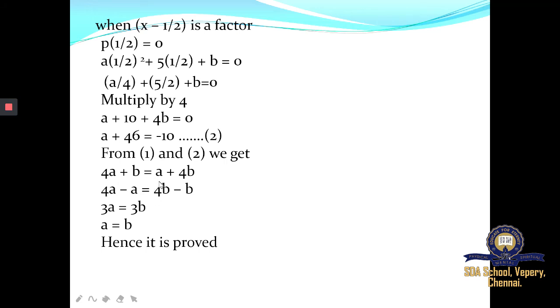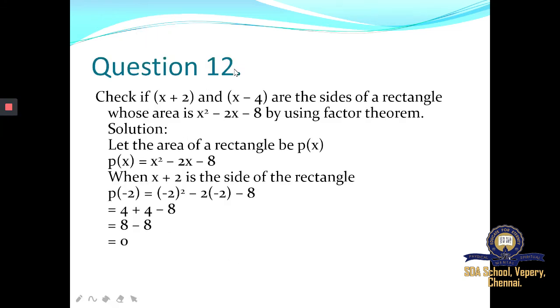Moving on to the next question, number 12. Check if x plus 2 and x minus 4 are the sides of a rectangle whose area is x square minus 2x minus 8 by using factor theorem. Okay, now let the area of the rectangle be p of x. So basically this given polynomial, let us write this as p of x equals to.